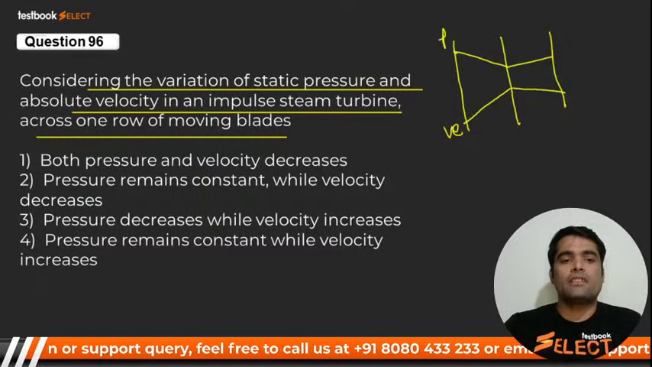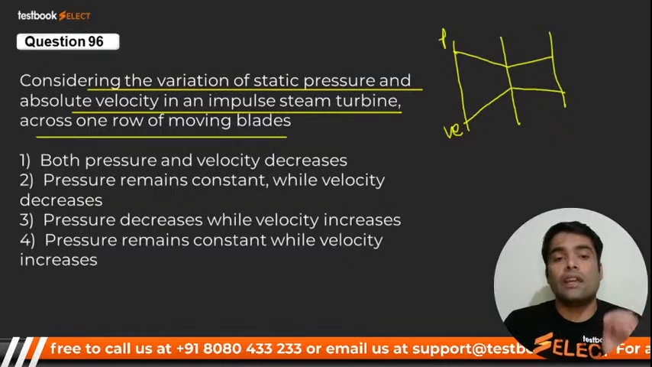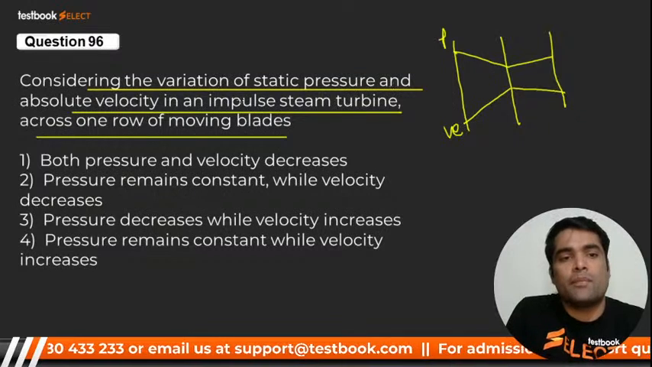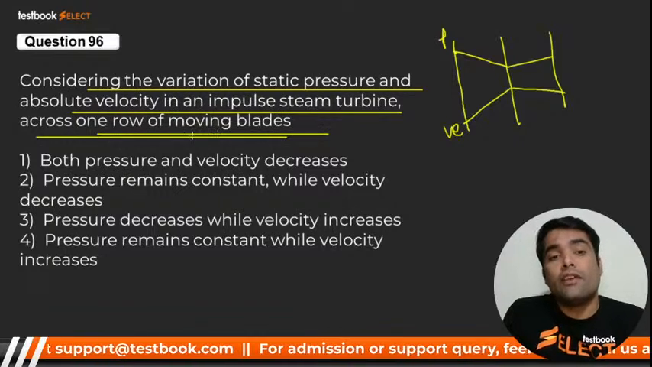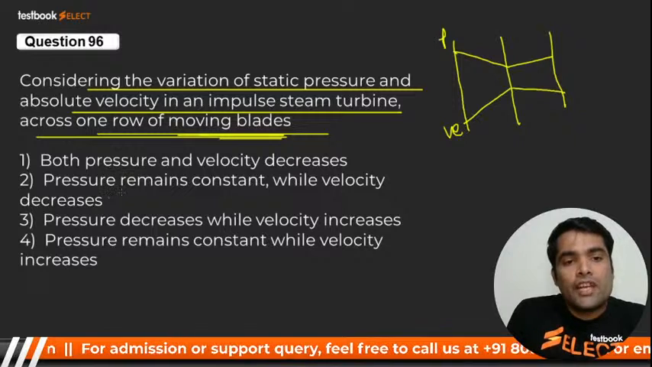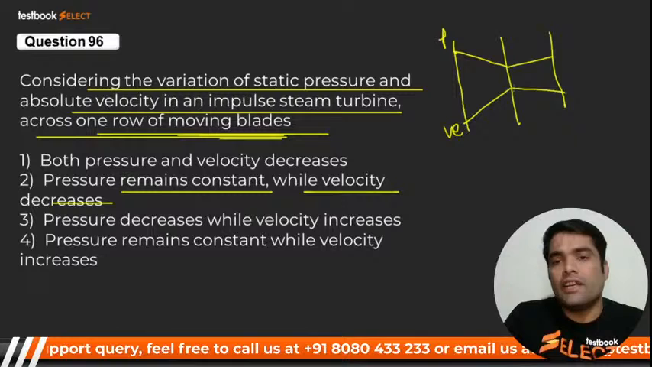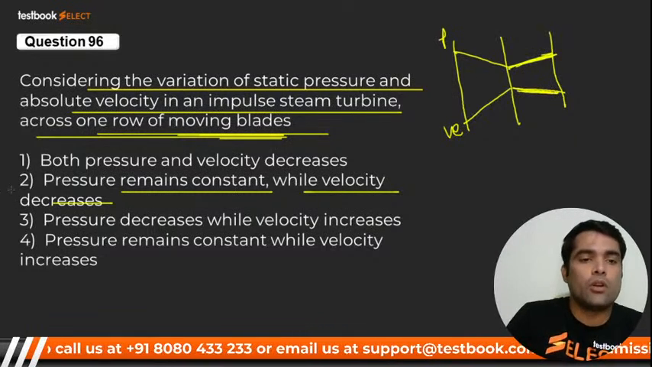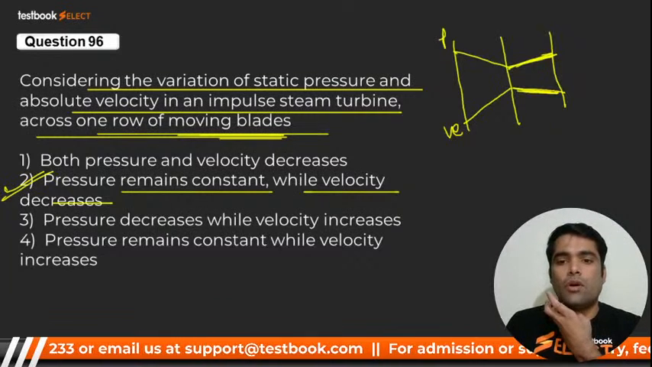Very good. Pressure remains constant while velocity is going to decrease. The most important thing is the variation of static pressure and absolute velocity in an impulse turbine across one row of moving blade. It is only asking about the moving blade. Pressure remains constant, velocity is going to decrease, my dear. Velocity decreases and pressure is constant. That is what an impulse turbine is. Number 2. Very good. The net is very slow.